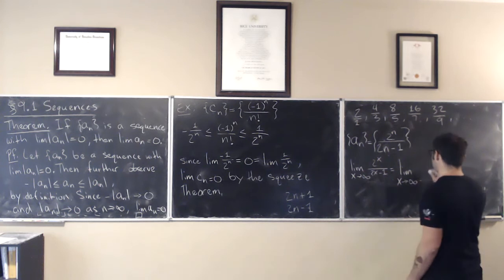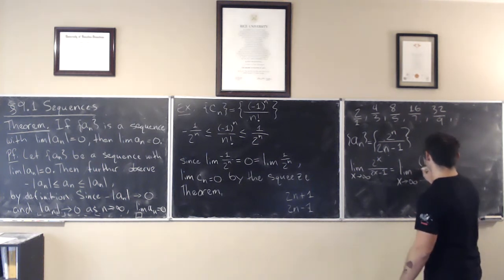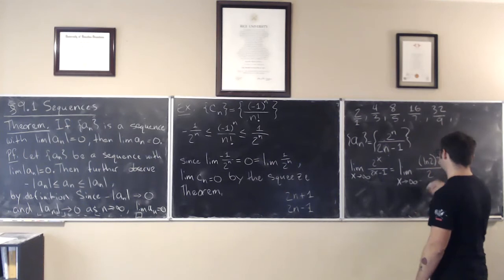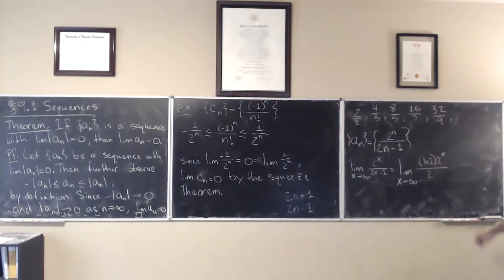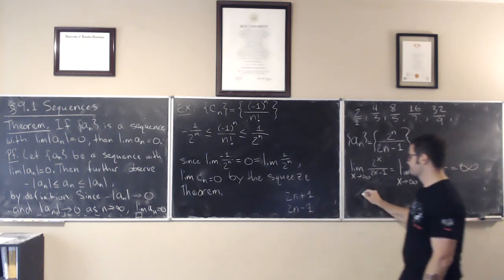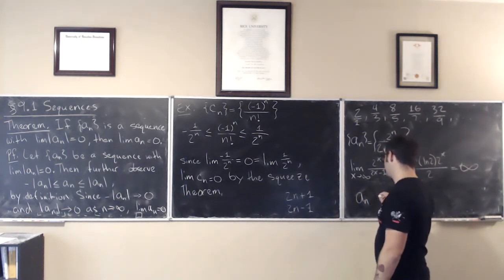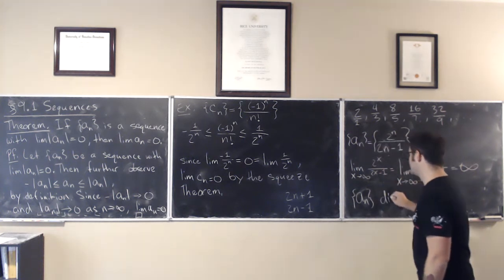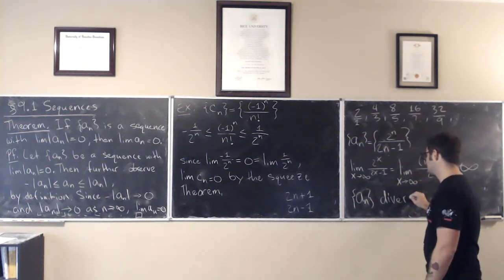So what do we have on top? We have natural log of 2 times 2 to the x. And then in the denominator, we have just a 2. And yes, that goes to infinity. So a sub n diverges. And that's the terminology we use when the sequence doesn't converge.